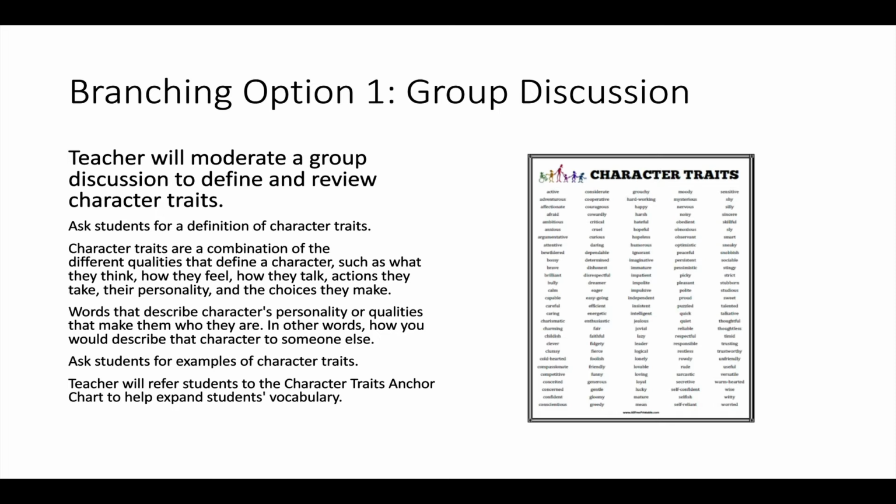Then I'll be asking students for examples of character traits. They can give examples, and I will also refer them to the character traits anchor chart in the classroom to help them expand their vocabulary.